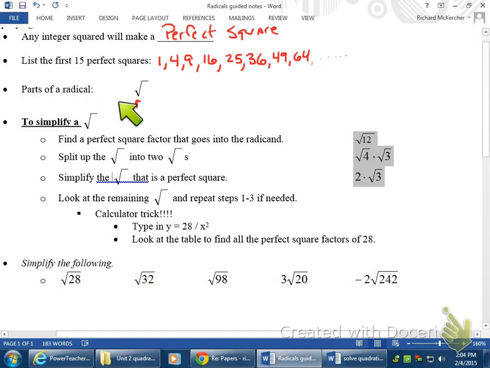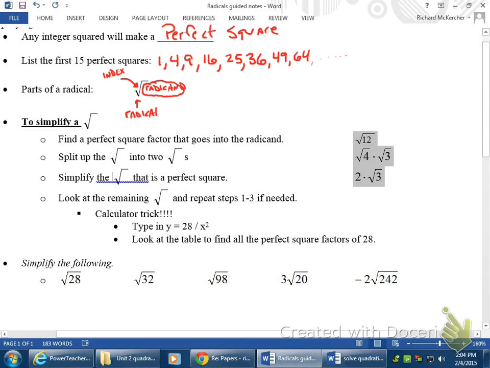Just for vocabulary purposes, the parts of a radical: this sign itself is actually called the radical. The inside of the radical is called a radicand. And there's one other piece that's not going to come up today, but we're going to talk about it in about 2 weeks. And that's this little number that's hidden inside of here. You might remember it from Math 1. It's called an index. Now on this particular one, it's a 2.